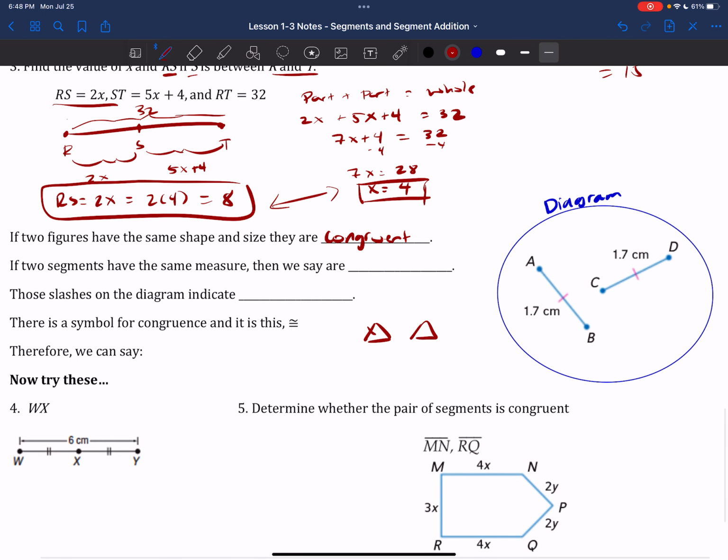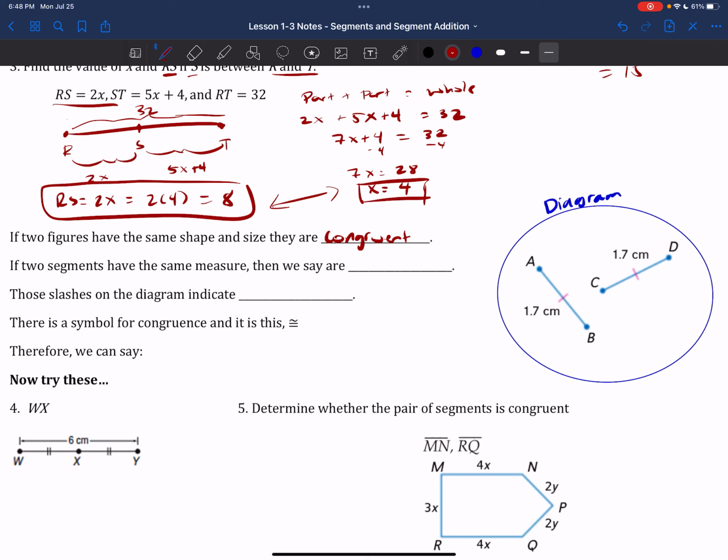So this side here and that side of the triangle, they're congruent. This side and that side, right? Those are congruent. And lastly, this side and that side, they are congruent as well. Therefore, we can say that these are congruent.